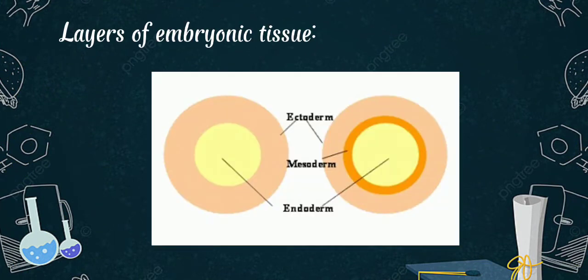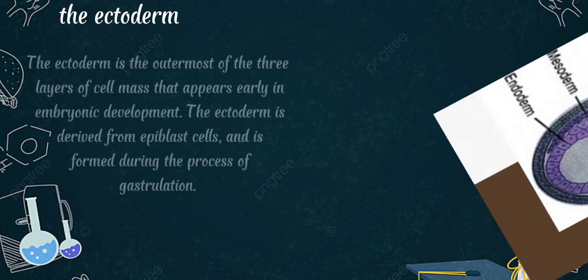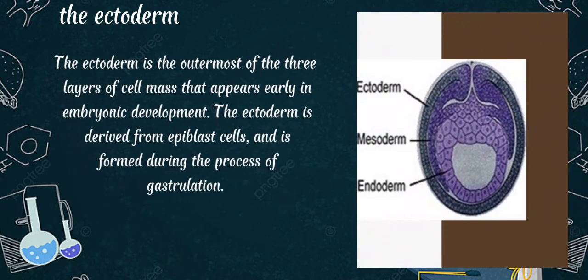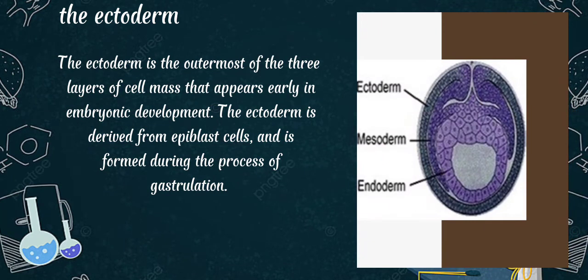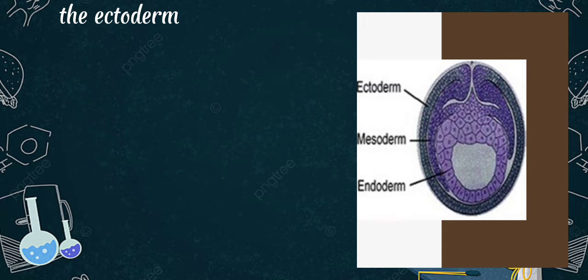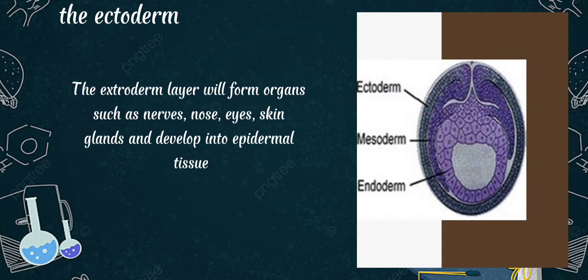And the layers of embryonic tissue. The ectoderm is the outermost of the 3 layers of cell mass that appears early in embryonic development. The ectoderm is derived from epiblast cells and is formed during the process of gastrulation. The ectoderm layer will form organs such as nerves, nose, and skin glands, and develop into epidermal tissue.